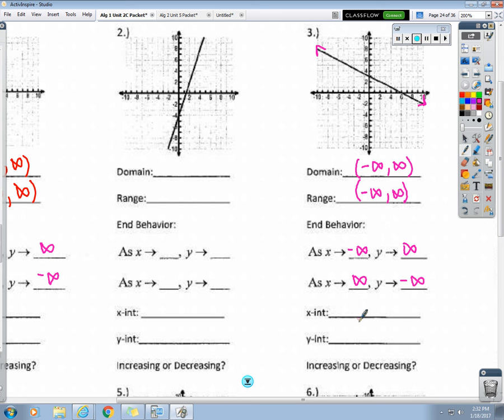Okay, now for the x-intercept. Isn't that the x-intercept? And what are the coordinates at that point? Correct. And now the y-intercept, wouldn't that be where it hits the y-axis? And what are the coordinates at that point? 0, 3. Is this graph increasing or decreasing? Decreasing. From left to right, isn't it going down? Okay, number 5.